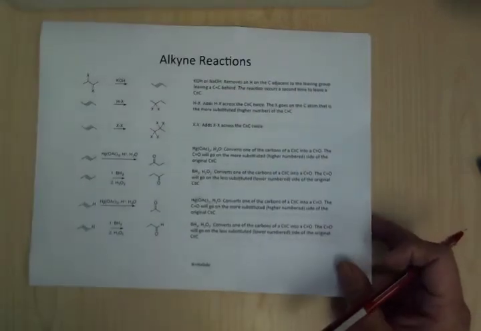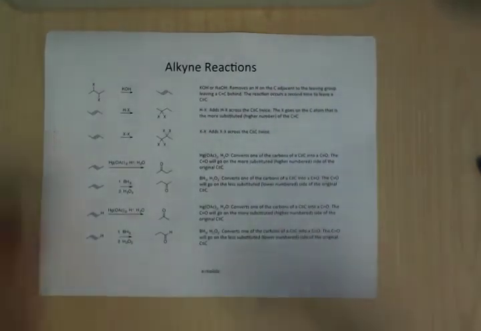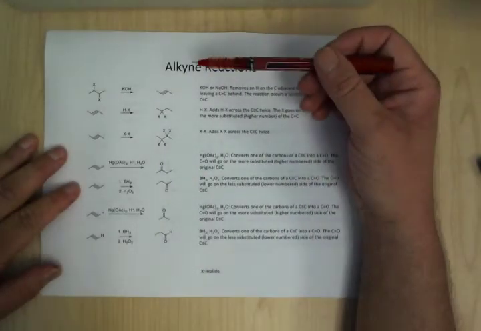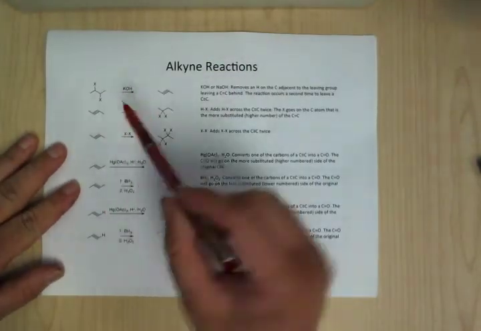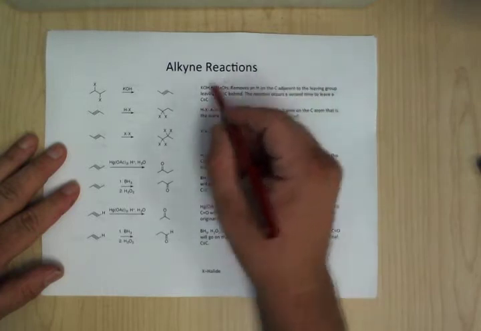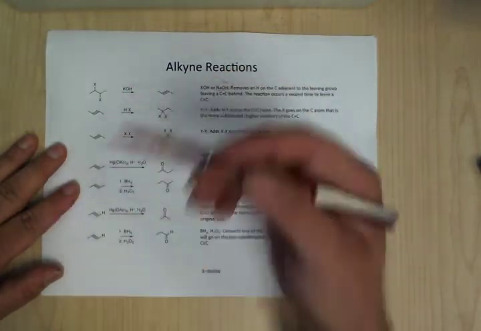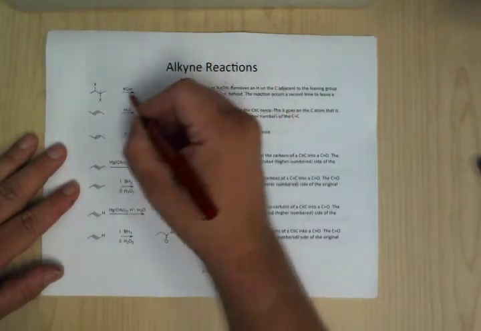For the alkyne reactions, a lot of these are just multiple versions of the alkene reactions. So for here, sodium hydroxide or KOH, it doesn't matter. You're just doing the E2 reaction first. You're going to need an excess of this.